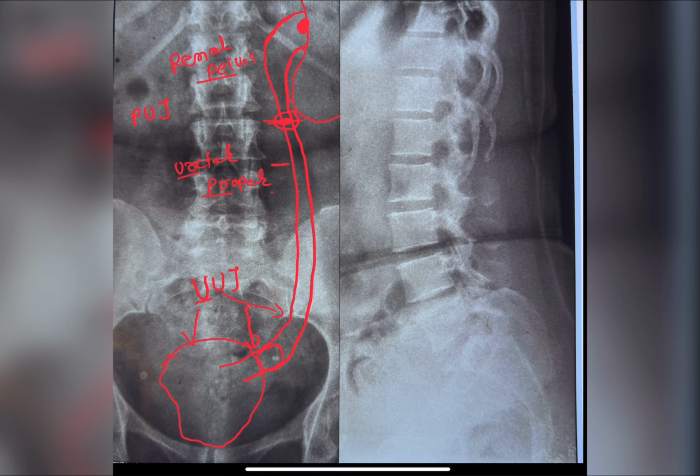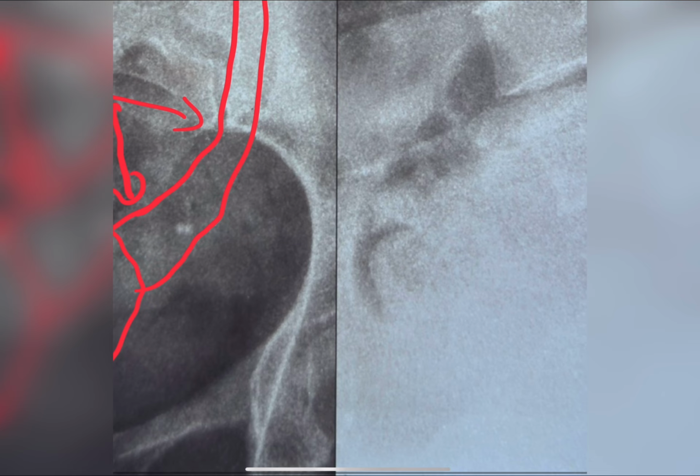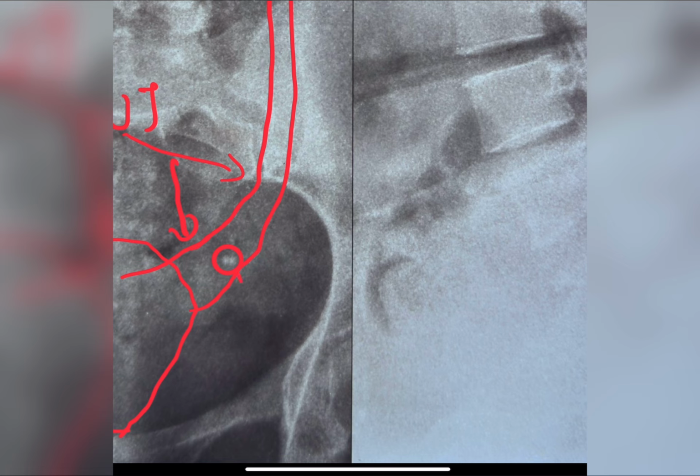In this case, you can notice that there is a white marked area present at the junction of the ureter proper with the urinary bladder. If I zoom in on the structure, you can notice that white patch over here, and this is the stone. You can say that in this case the stone is getting trapped at the VUJ.